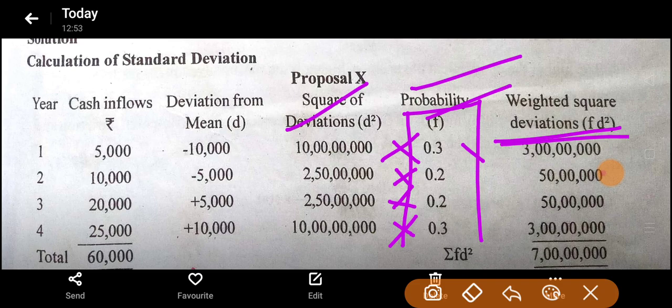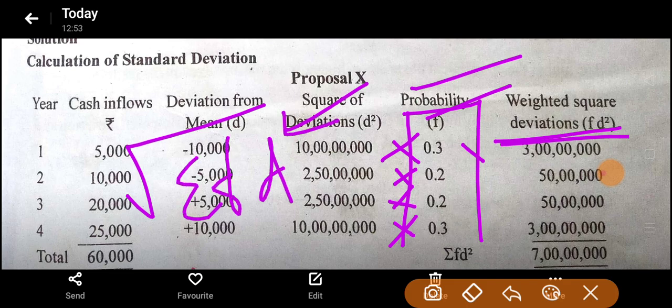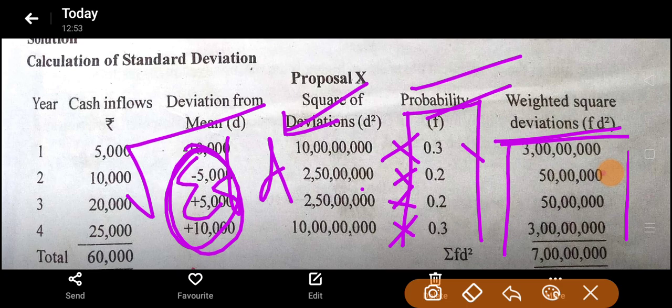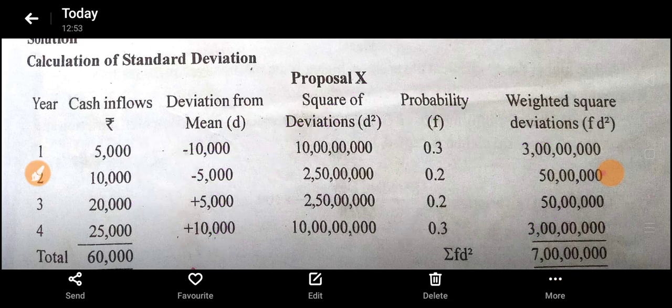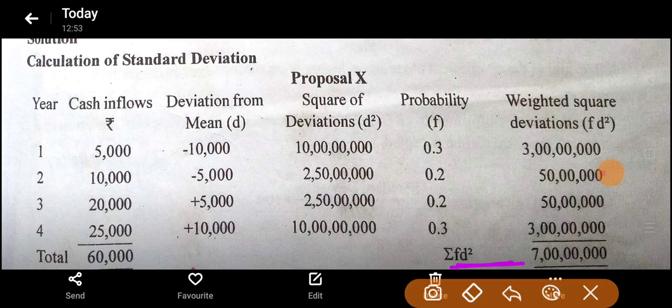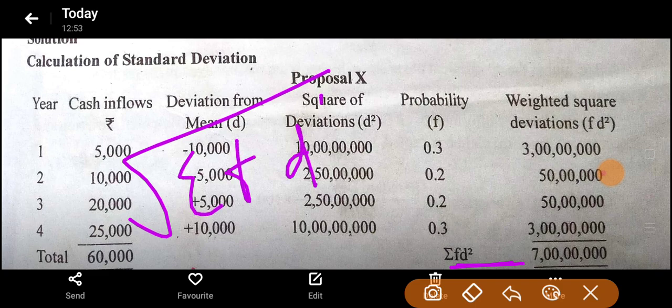So you know the equation for calculation of standard deviation of risk, that is square root of sigma FD square. For finding the sum of the FD square, we add all these values. Then you will get 7 crore. Now I think it's clear for you. Then we move toward the next. When you get this, we want to find its square root.